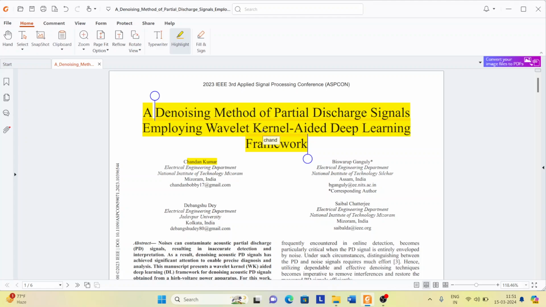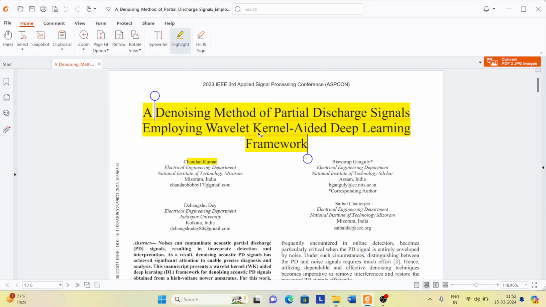Wavelet transform is a mathematical tool used to analyze the signals in both time and frequency domain. It decomposes a signal into different frequency components, allowing for the identification of the transient features and the localization of the events in time. In the context of signal denoising, wavelet transforms are often used to separate the noise from the desired signal components.